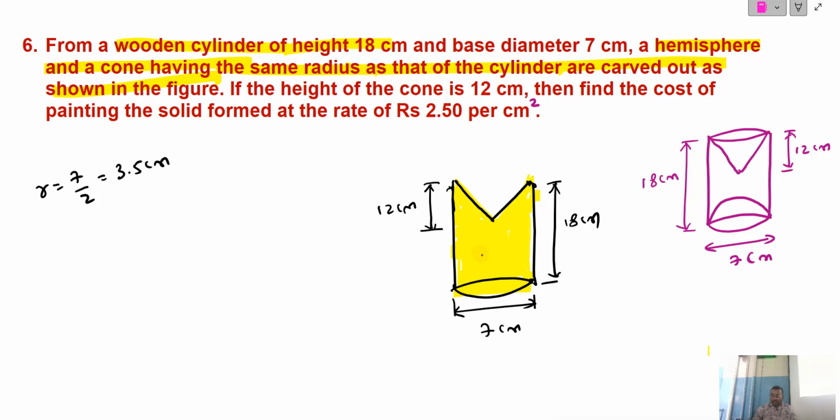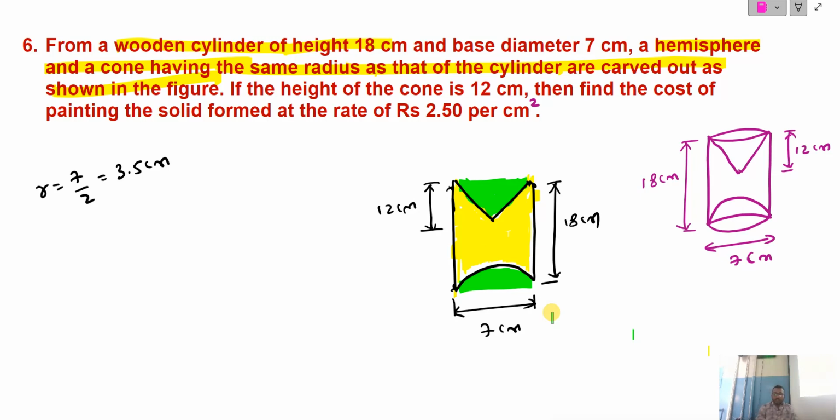And along with that, what am I doing? I am cutting a hemisphere. This much part again I am cutting here. Now this is the shape of a hemisphere. You understood? So this shows that this much area has been removed. Can you see the green color shading? This much area is removed from the top and this much area is removed from the bottom.